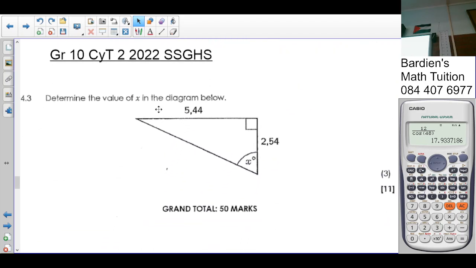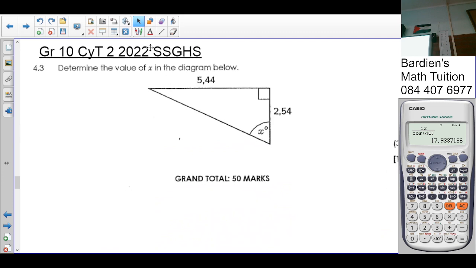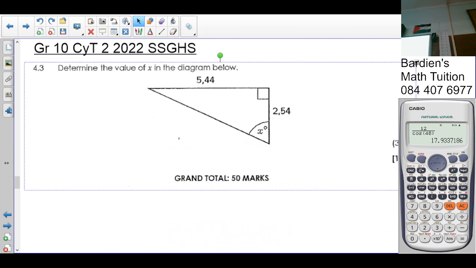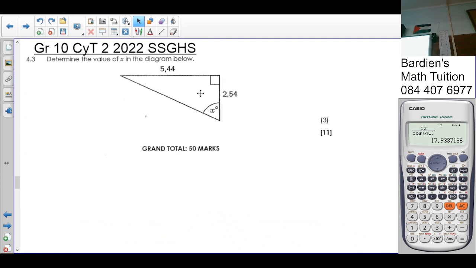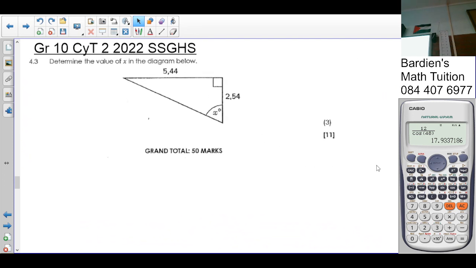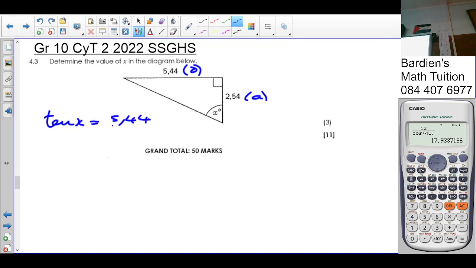Next question, 4.3. It says determine the value of x in the diagram below. So x is your angle. Here we have an adjacent and we have an opposite. So which trigonometric function uses opposite and adjacent? Tan. So we say tan of x is equal to opposite, which is 5,44, over adjacent, which is 2 comma 5.